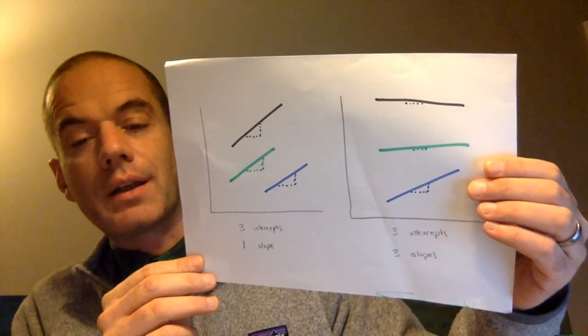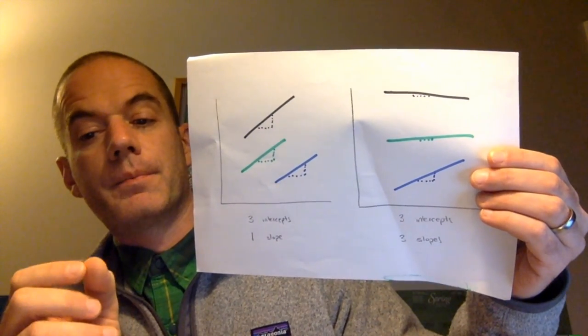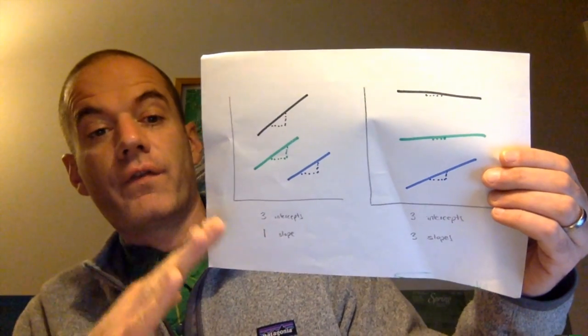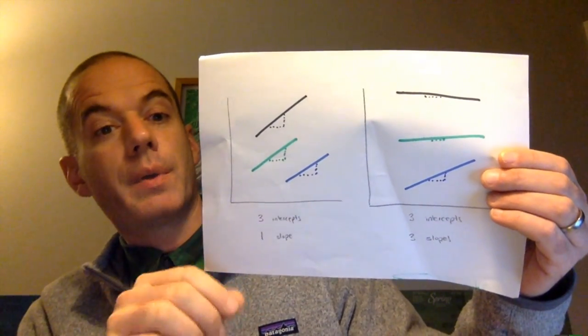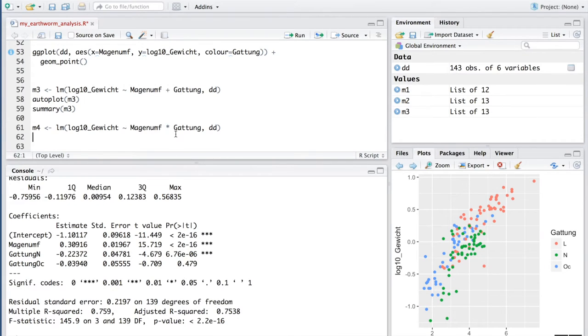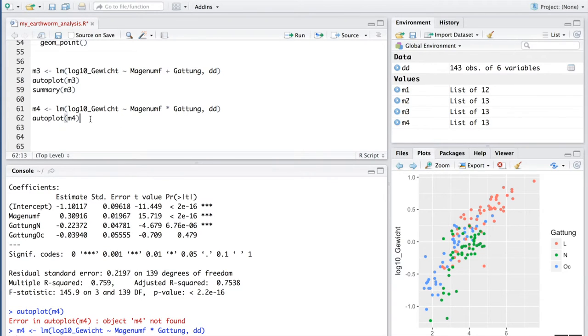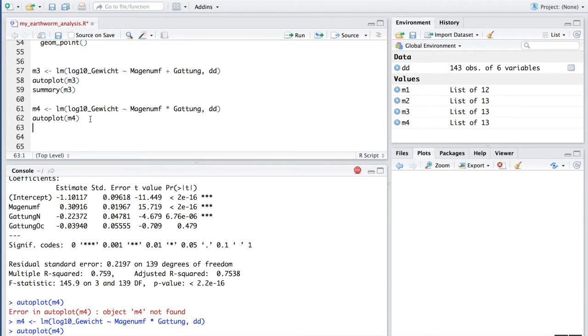So now we're really asking, does the relationship between the size of that small part of the gut and weight differ depending on genus, the genera of the worm? Okay, so let's get back to R, see what that looks like. Well, first, again, we do the autoplot. Check the model diagnostics. Oh, I haven't run, see, I got an error. Object M4 not found, because I didn't run this line yet. There's autoplot M4.